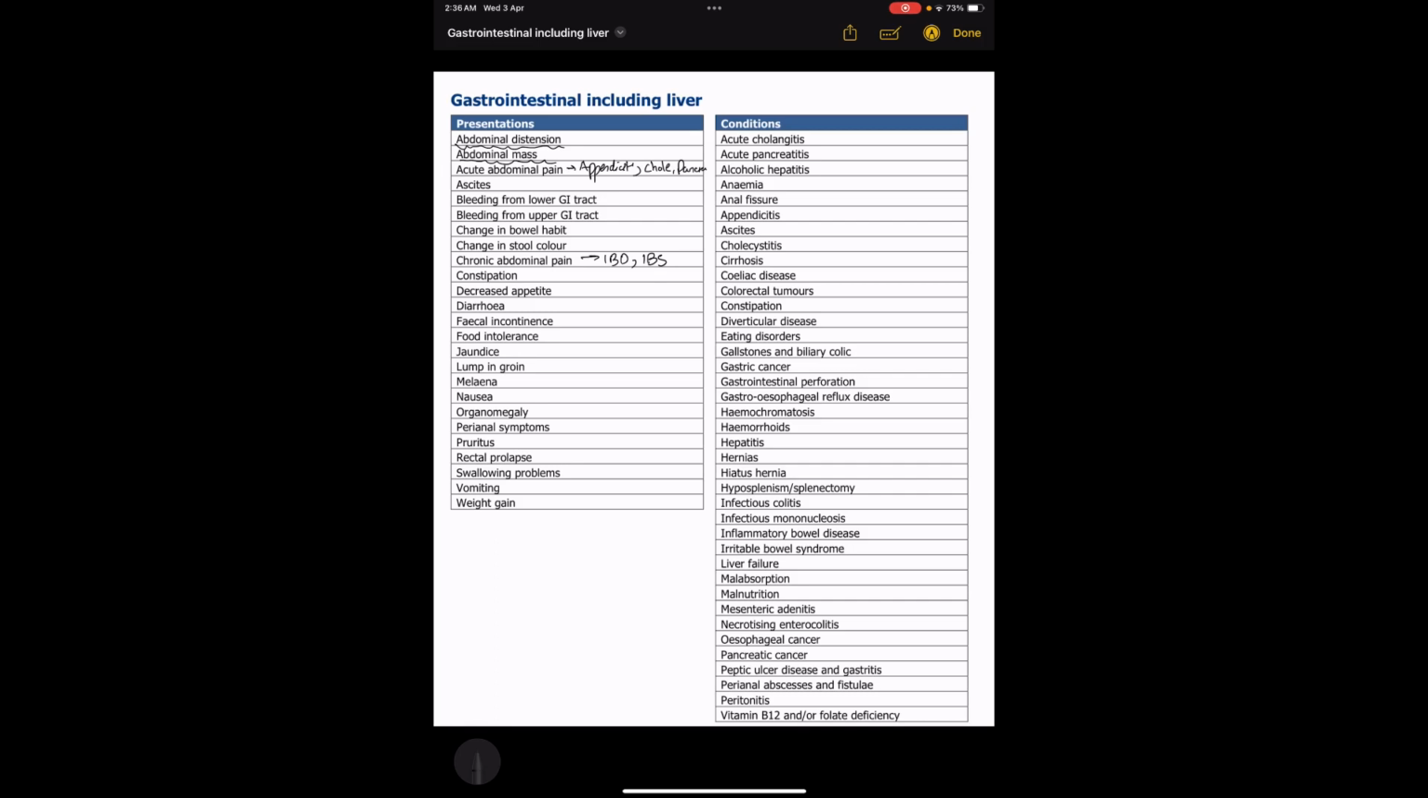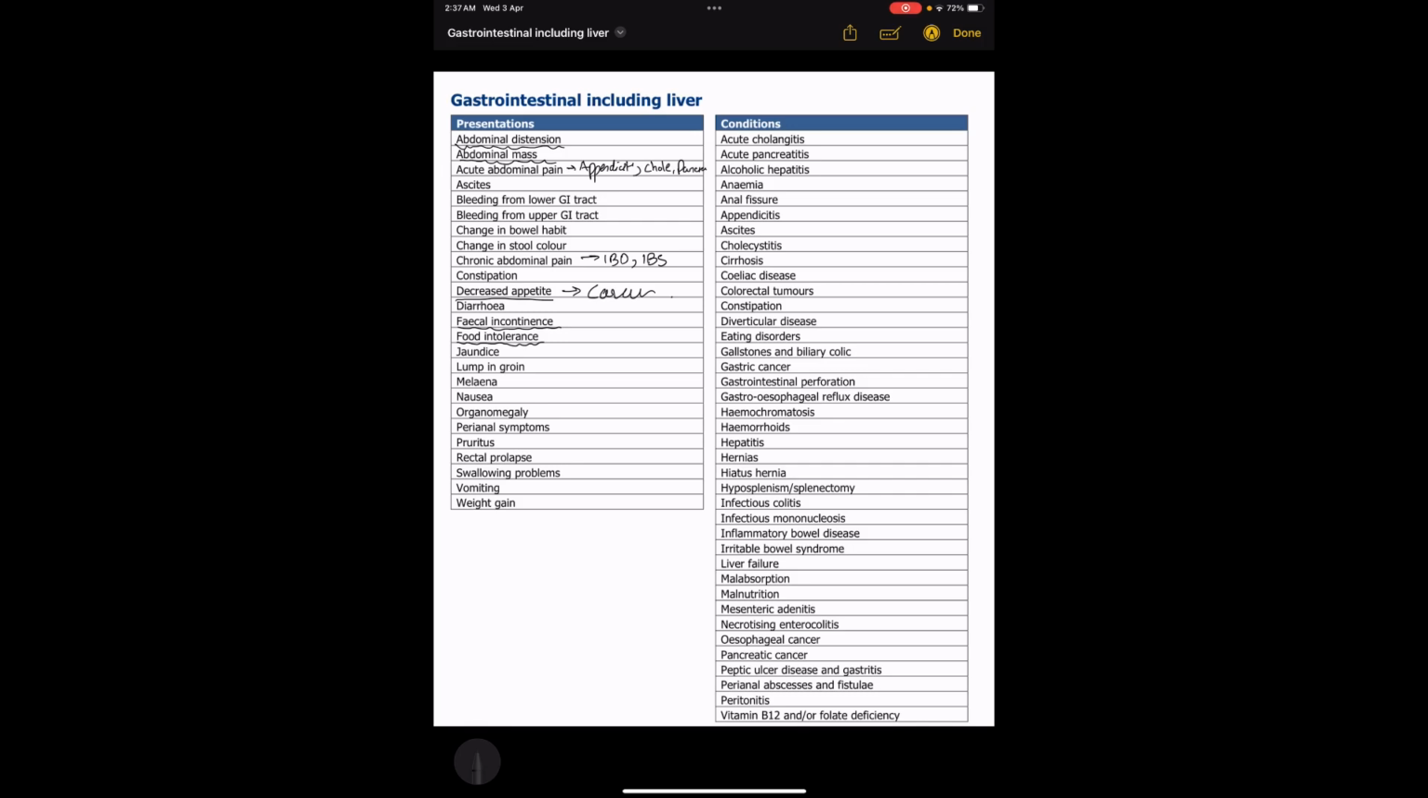Constipation. A number of causes for constipation can be infection, diet, decreased appetite, usually associated with cancer. So this is also associated with cancer. Diarrhea is associated with a number of infections. Fecal incontinence can be due to prolonged constipation, prolonged diarrhea, or some nerve damage. Food intolerance, you're not able to tolerate food, can be due to esophageal cancer or some infection.